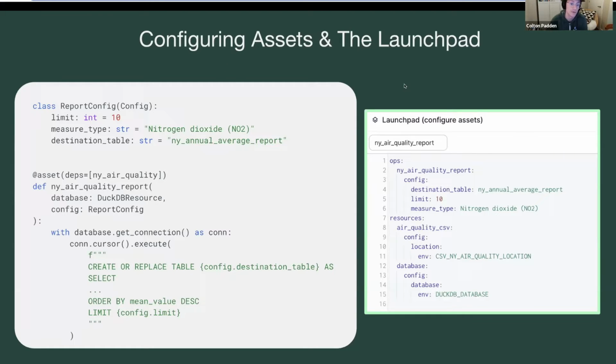On the right-hand side, you can see how this configuration is then rendered in the Launchpad, the YAML that I was referring to earlier. So you would see this if you went to materialize this air quality report asset. And you can see we have our asset configuration on lines 4 through 6, and it defaults to what we defined in our report config on the left. You can also see the configurations for the resources there, the air quality CSV, which has a location to some environment variable. And same thing with the database. It points to the DuckDB database in some environment variable.